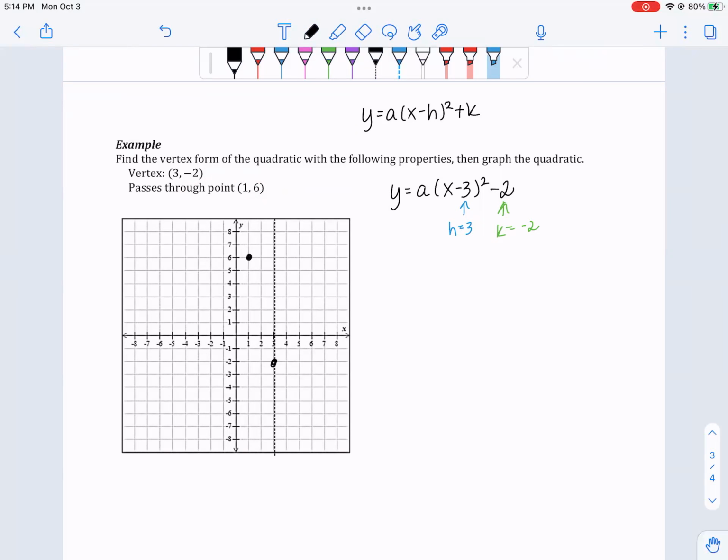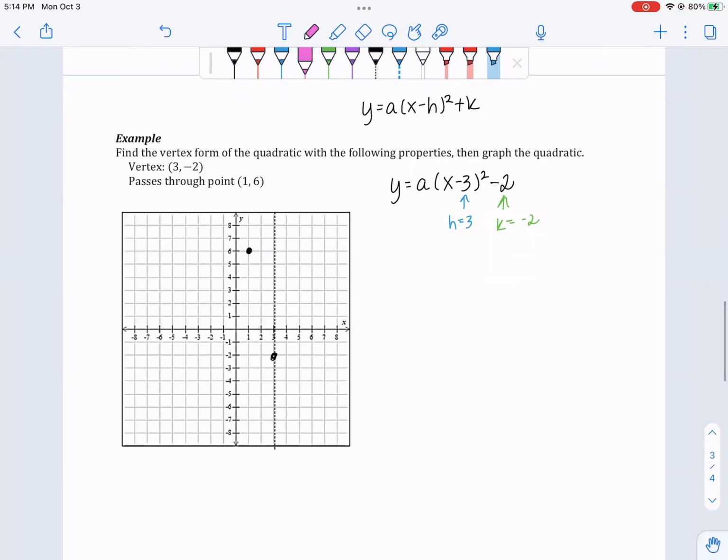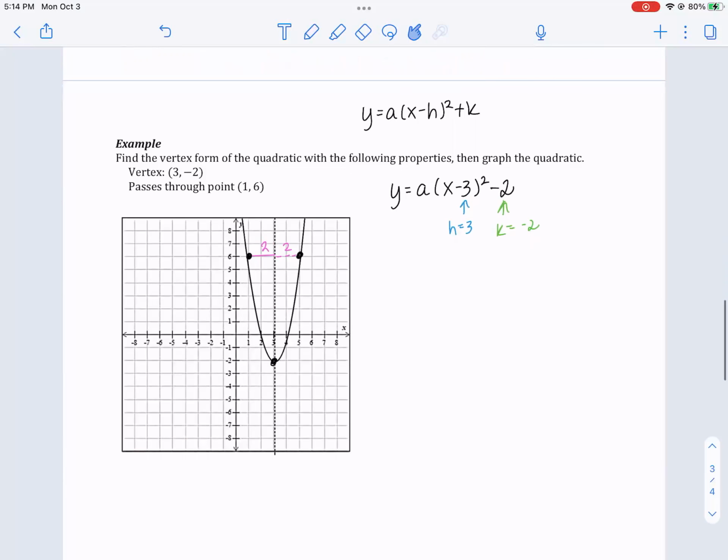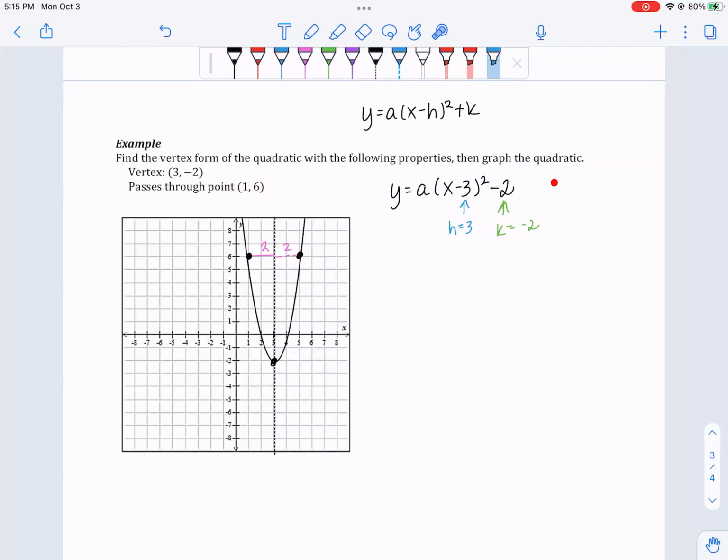Telling us that amount of information will be enough for graphing, because if this point is 2 units away, then I can come over 2 units on the other side, plot another point, and I have enough points. At least if I'm drawing it by hand, I have enough points to graph my parabola. Now, if you were doing this on Alex, you would need to plot other points, but that's not what we're here for at this point. To actually find the a value, though, we're going to need to plug in this point to this equation and solve for a.